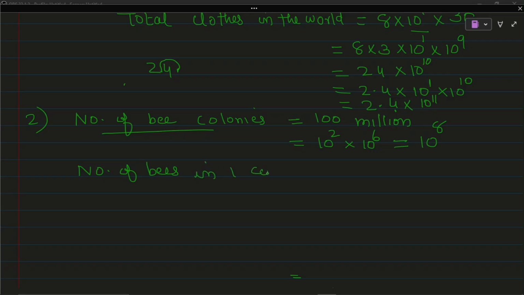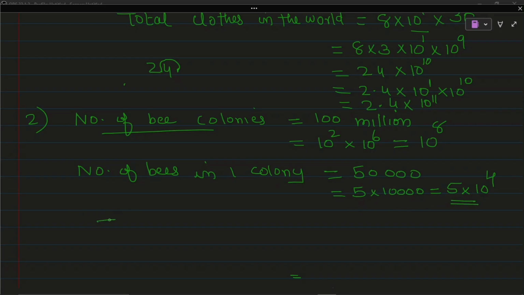In one colony, that is equal to 50,000, or this we can write as 5 into 10,000, or in exponential form you can write 10,000 means 10 raised to 4, because there are 4 zeros. So this is the number of bees in one colony.